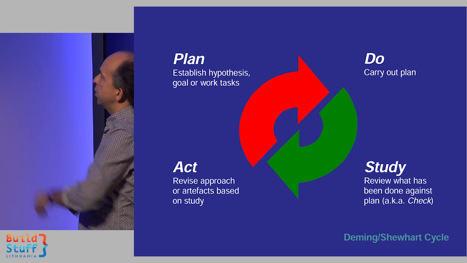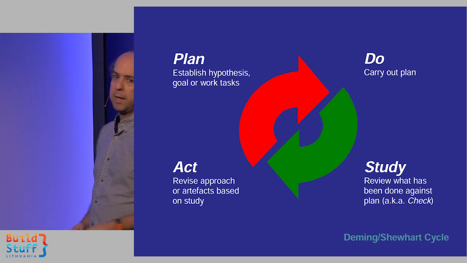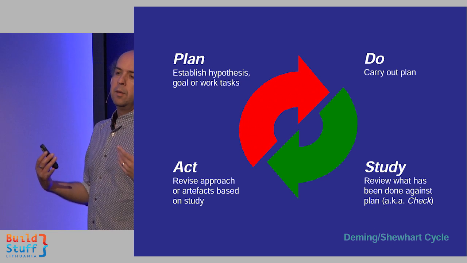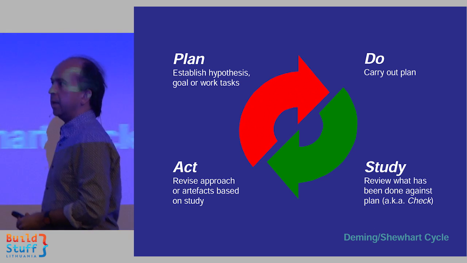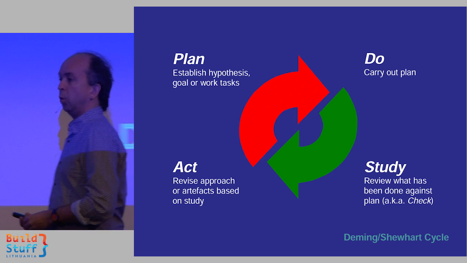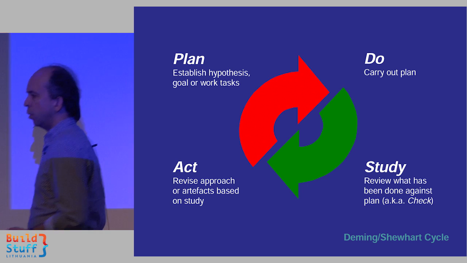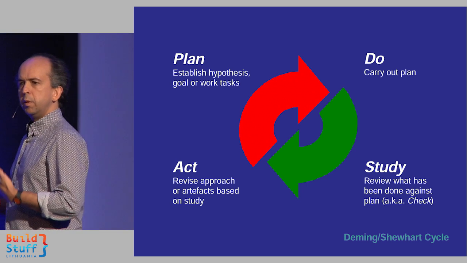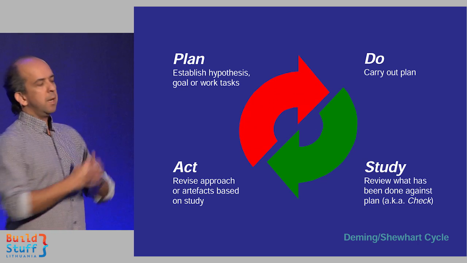I'm going to borrow the Deming-Stewart cycle. Plan, do, study, act, sometimes rendered as plan, do, check, act. This is, if you like, the cycle at the heart of any agile or lean way of thinking, or should be. If you're not doing this, then you'll find that there's something wrong with your overall approach. You will have the consequences of this.